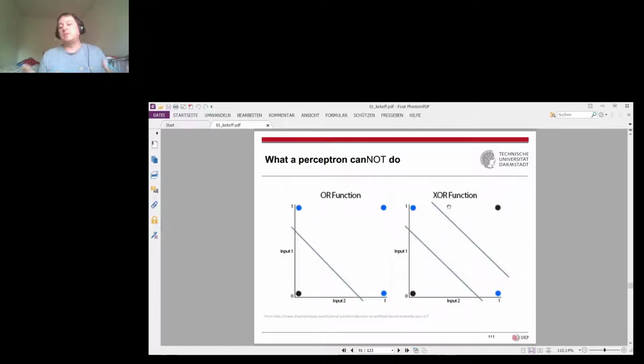And this was a big setback, so to speak, for neural networks, because when that came out, people thought, okay, if they cannot solve such simple problems, then what are they good for at all?